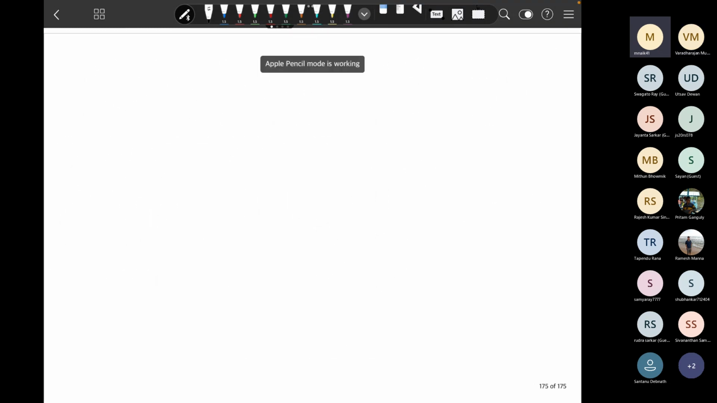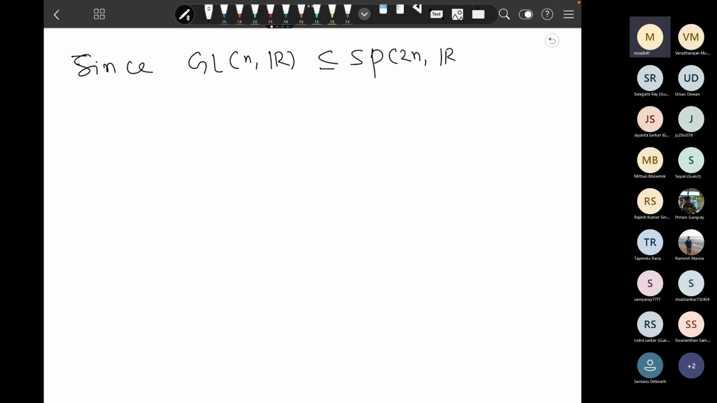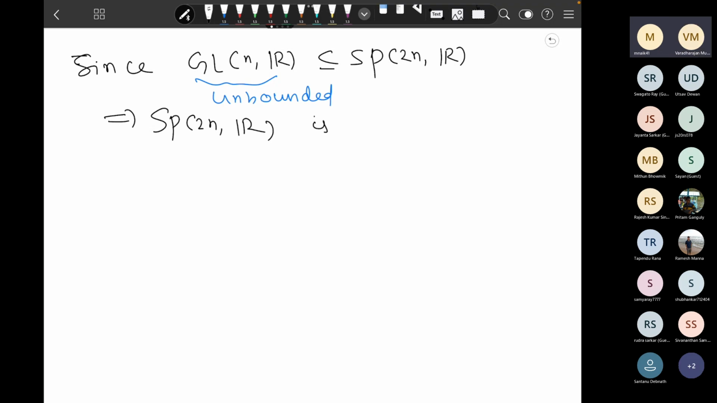So that means Sp2n(R) is non-compact. Since GLn(R) sits inside Sp2n(R), and this is really unbounded, this implies Sp2n(R) is non-compact. So pseudo-algebraicness, I have shown that claim actually.